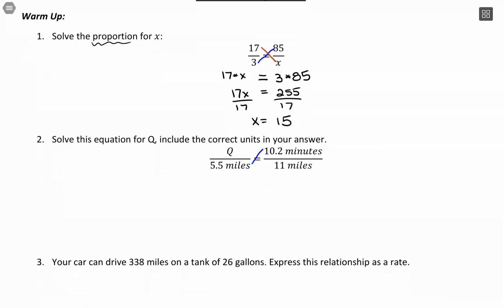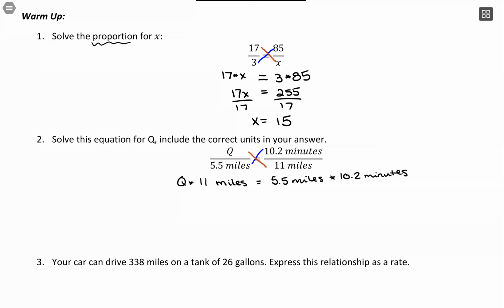So same cross multiplication. And on the left-hand side, let's take this q times 11 miles. And I'm just going to have the units stay connected. There are much quicker ways of doing this than what I'm going to show, but I'm going to show the long way so you can really see how everything separates out. So q times 11 miles, and then on the right-hand side, we'll have 5.5 miles times 10.2 minutes.